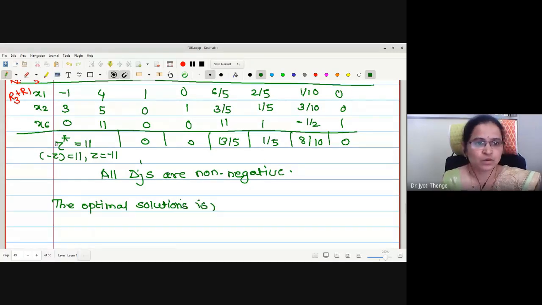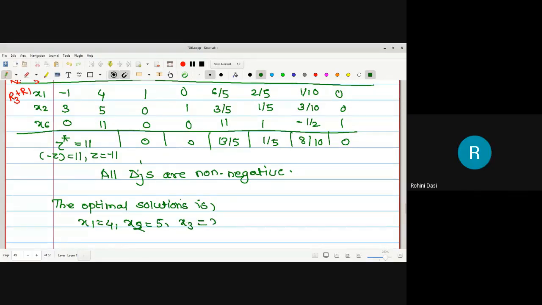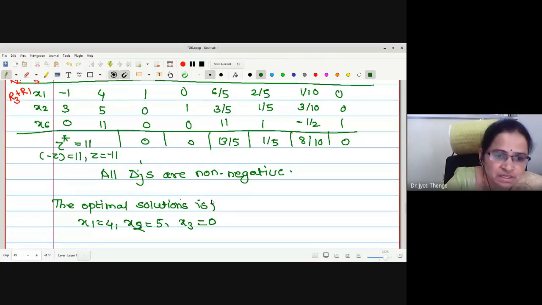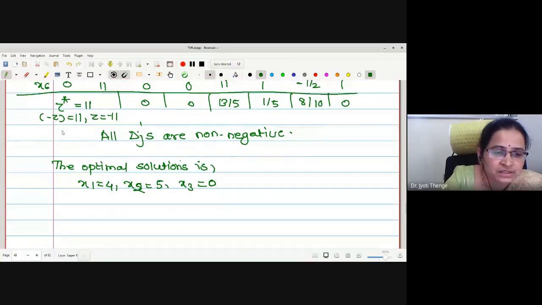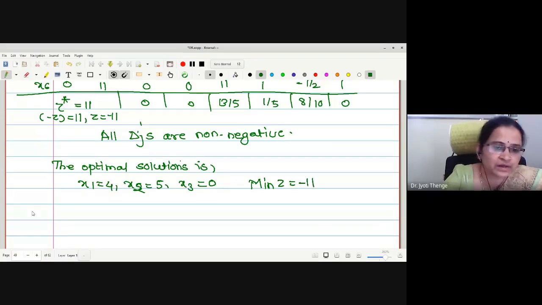What is the optimum solution? X1 is 4, X2 is 5. What for X3 then? How much is the value of X3? 0, no? 0, because it is not present in the basis. And here Z star is 11, which is minus Z is 11. Therefore, Z is minus 11. Therefore, the minimum Z is equal to minus 11. Correct now?